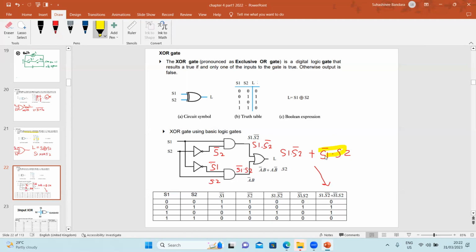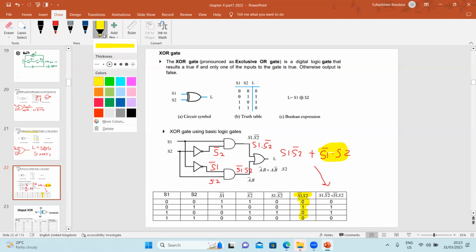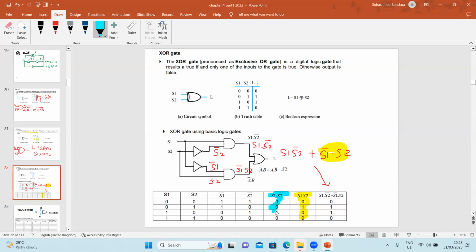This part, S1 bar dot S2, means this column. Okay. Then next we have S1 dot S2 bar, and this column. That is this one. So finally, what should we do? We should add these two columns together.